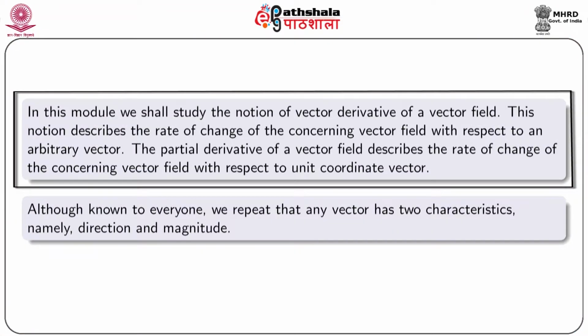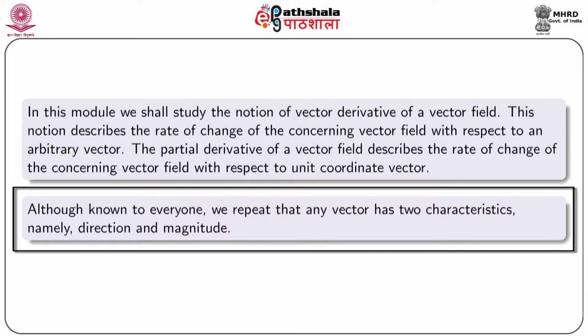In this module, we shall study the notion of vector derivative of a vector field. This notion describes the rate of change of the concerned vector field with respect to an arbitrary vector. We shall also discuss the partial derivative of a vector field. This partial derivative describes the rate of change of the concerned vector field with respect to a unit coordinate vector. We repeat that any vector has two characteristics, namely direction and magnitude.